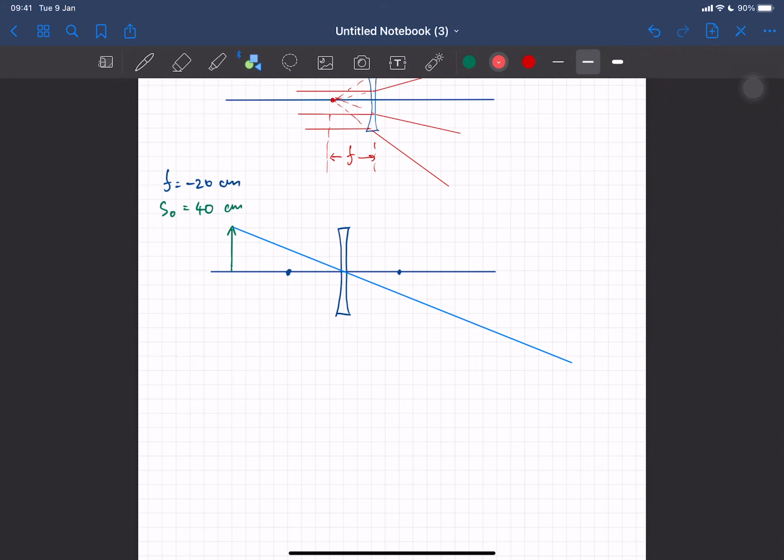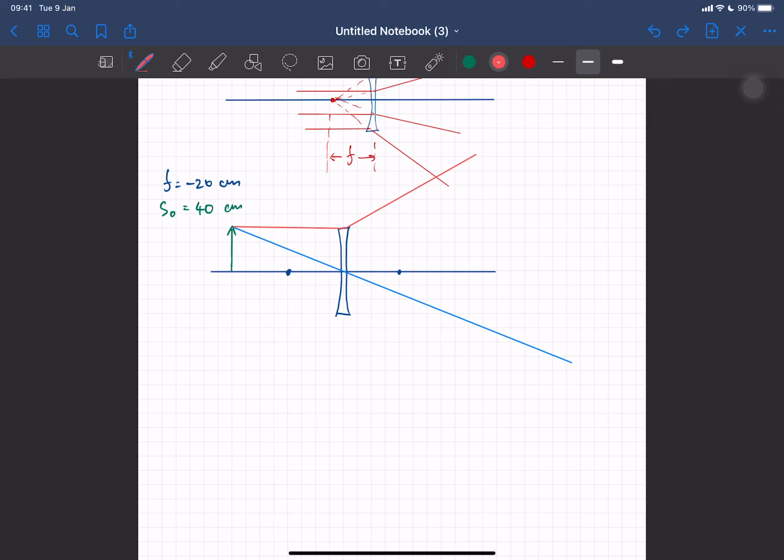And then the other line is the one that goes parallel to the lens. And we know from the picture above that a parallel light ray will diverge away from the center. It's going to go something like that. But it's going to go in a way such that if you extend the light ray back, it's going to meet the focal point. So that's what we're going to do for this particular line.